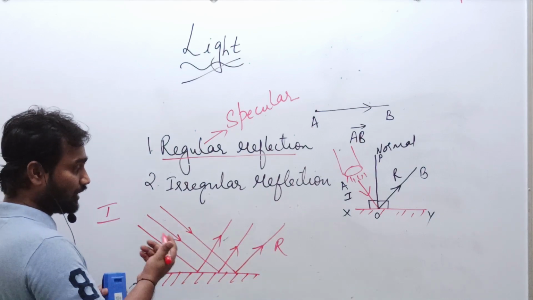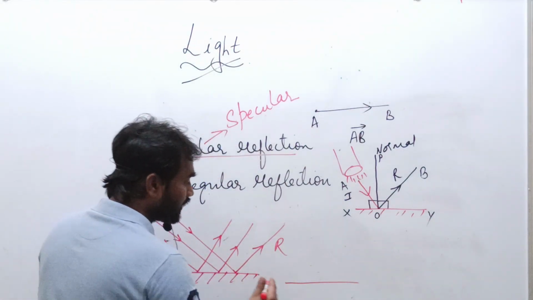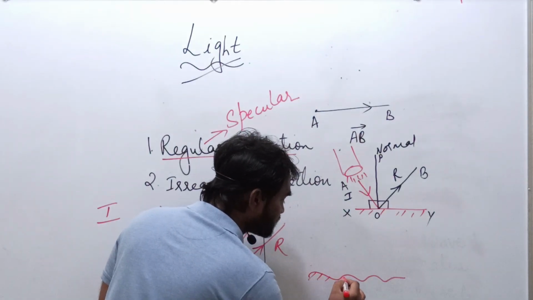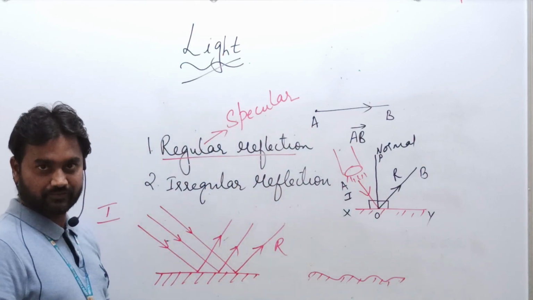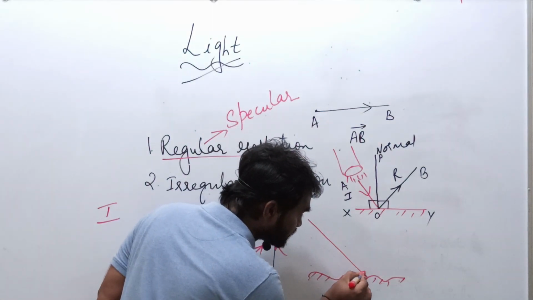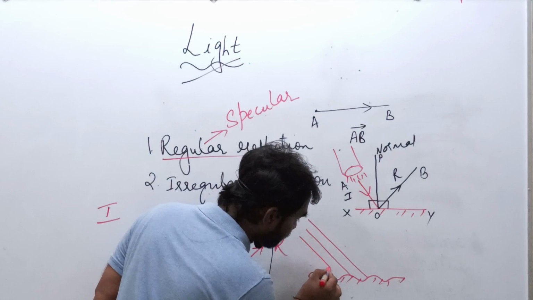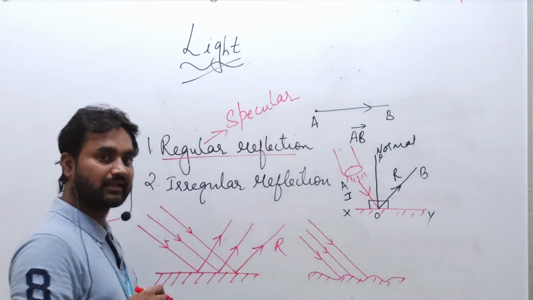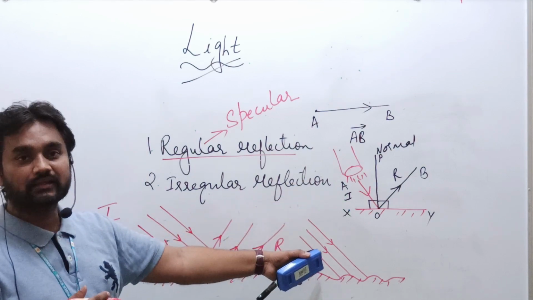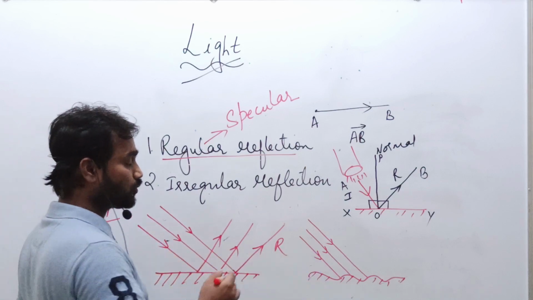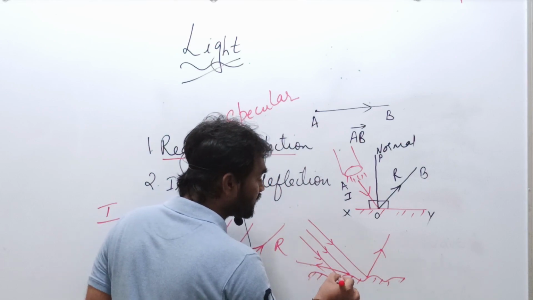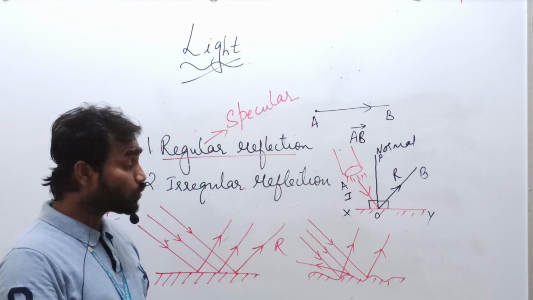Now irregular reflection. Suppose I take this surface, this is a rough surface. So what happens here? If I take a parallel beam of light as incident, the reflection would not be in the same pattern as that of the incident beam of light. This light may reflect in this direction, this light may reflect in that direction. So what is happening here?